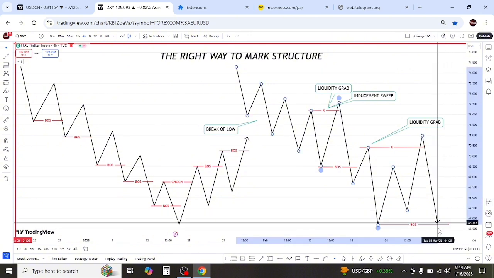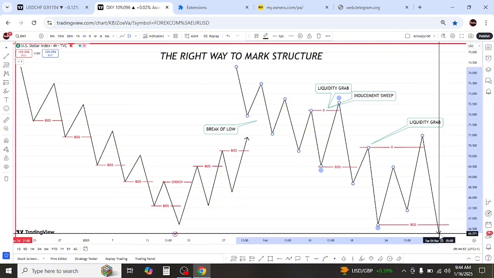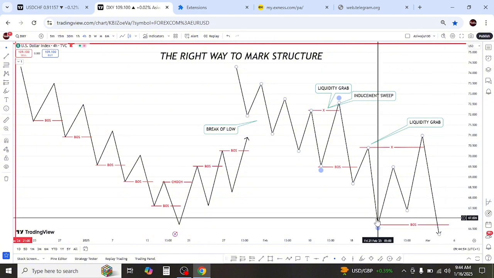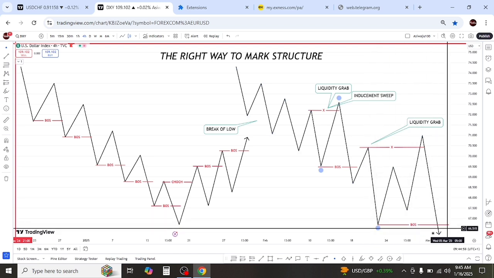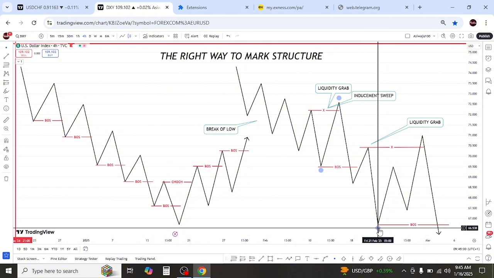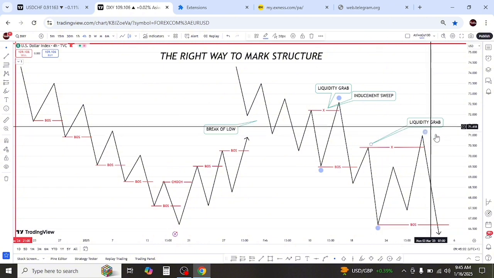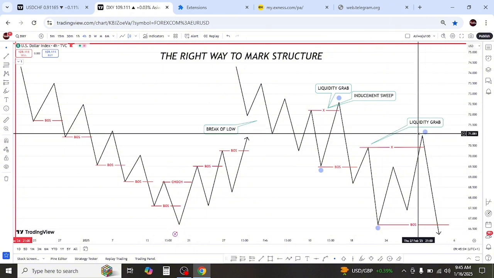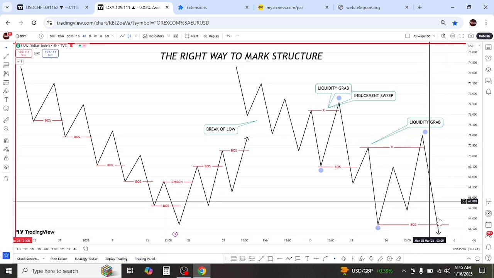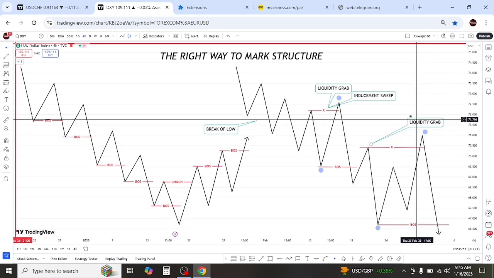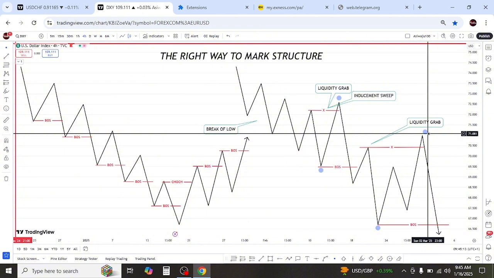Now let's say price went down to break this low. Then we have a break of structure. And immediately we have a break of structure here, this high becomes our what? Our major high. Why this high becomes our major high is because we have a break of structure here. This high broke this major low, and this high becomes a major high.